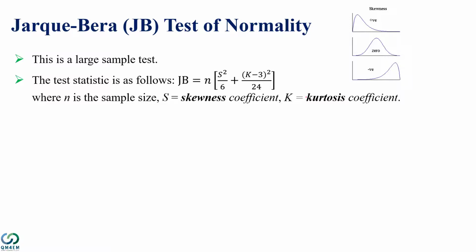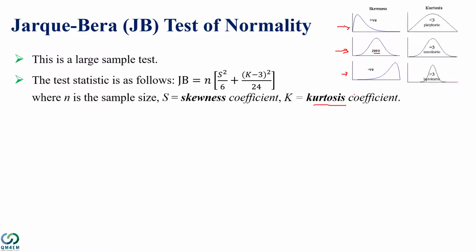As you can see here in these three graphs, the middle graph is for normal distribution, where the skewness coefficient is 0, and then for the positive skewness and the negative skewness, you can see accordingly the left side and the right side of the tail of the normal distribution. Similarly, the kurtosis refers to the peakedness of the distribution.